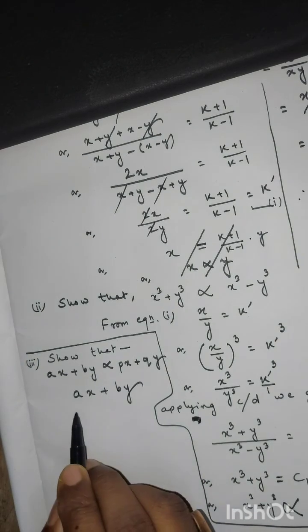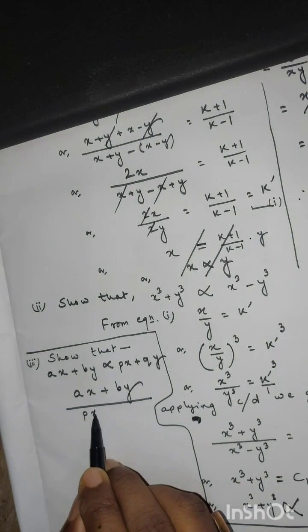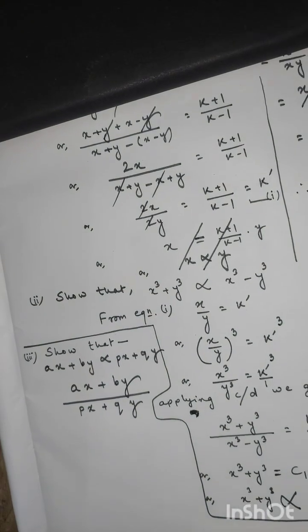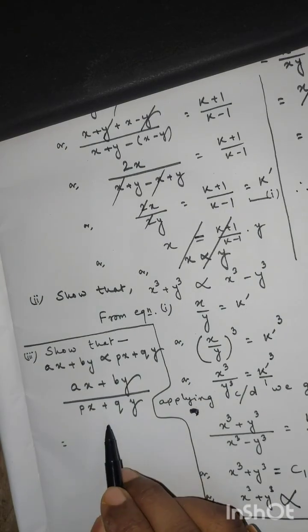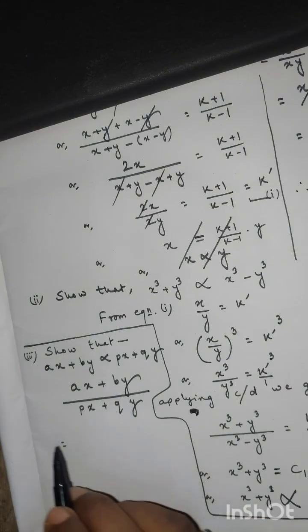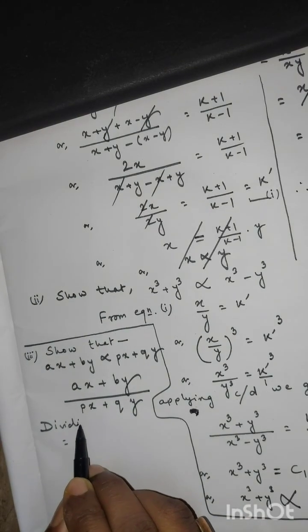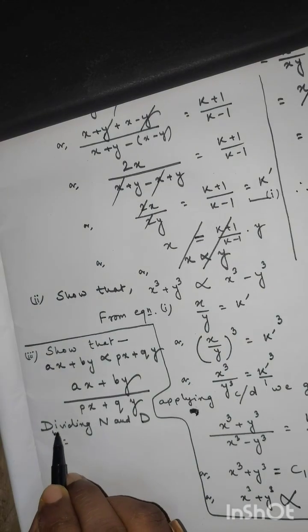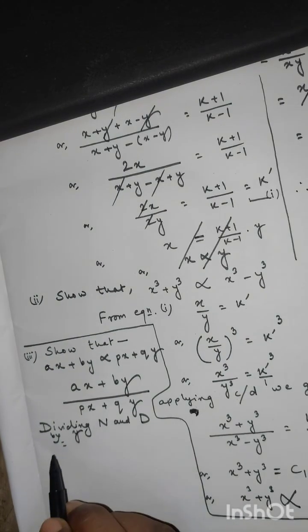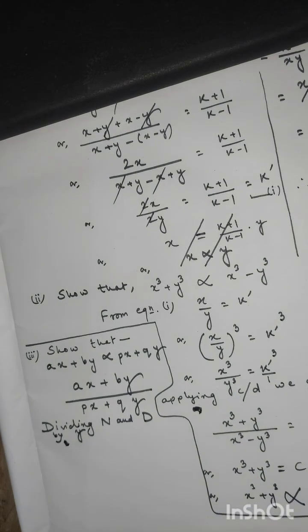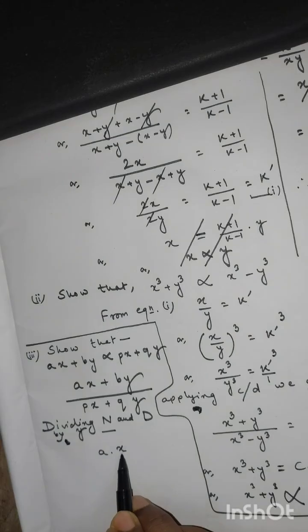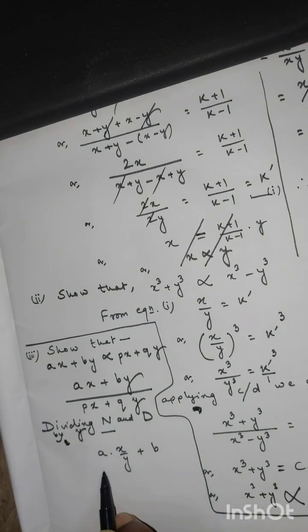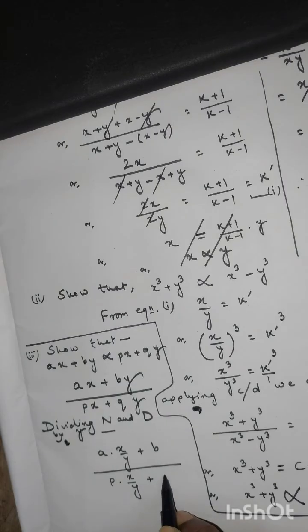Ax plus by by px plus qy equal to, dividing numerator and denominator by y, we get a into x by y plus b, by p into x by y plus q.